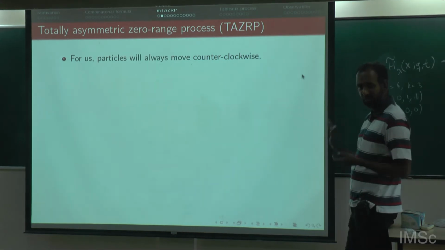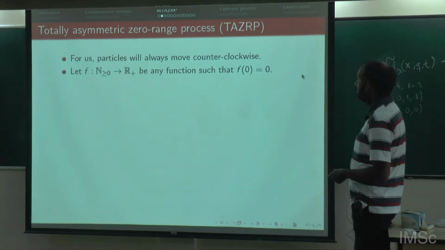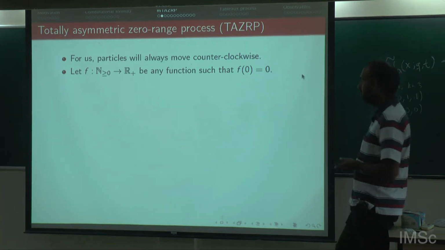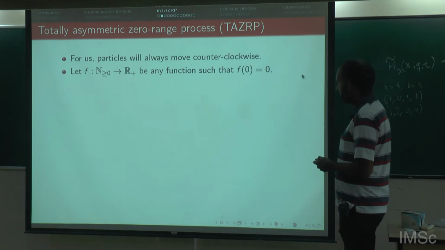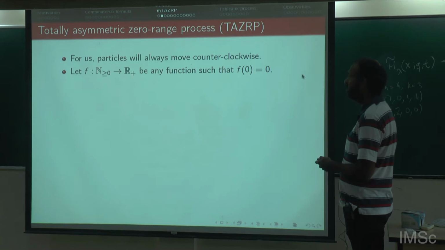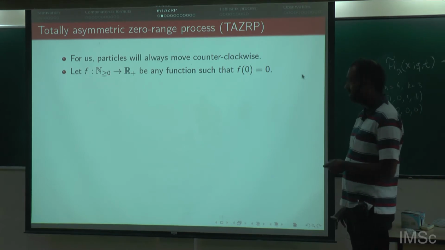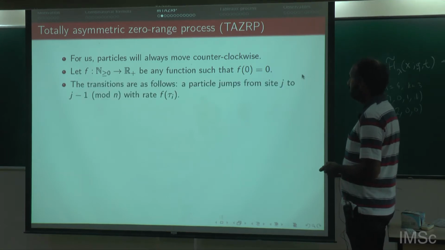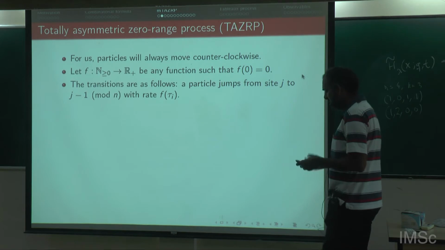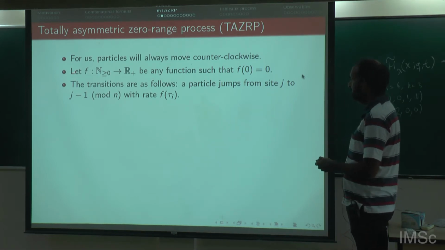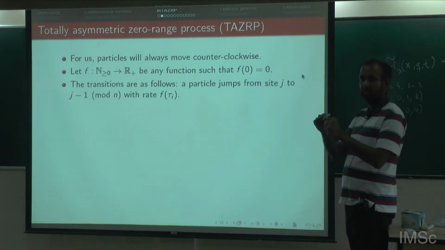There are, of course, any number of generalizations. Each particle will only move one site to the left; you could have longer range motions. Why is there interest in this? That's what I want to explain. Suppose f is any function from the non-negative integers to the reals such that f of 0 is 0. Then the transition is that any particle can jump from site j to j minus 1, mod n, with rate f of the number of particles at site j.